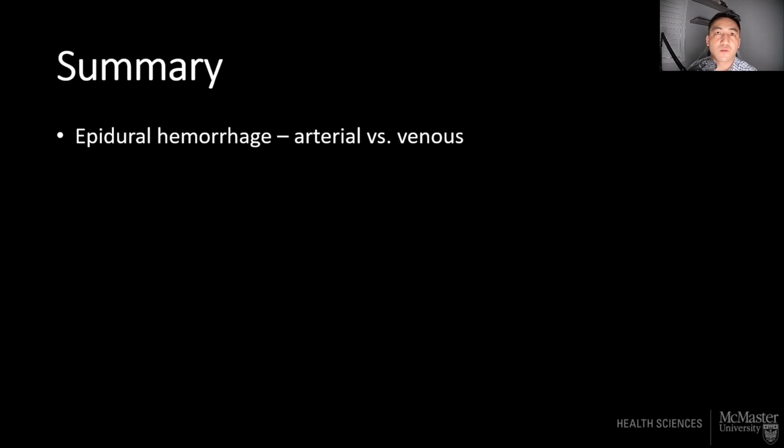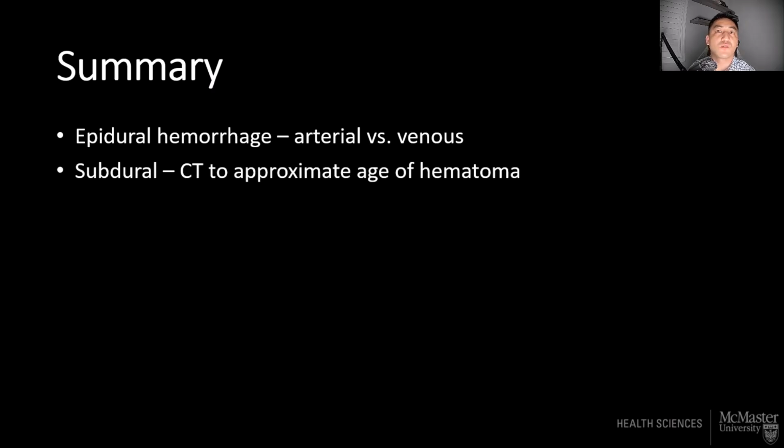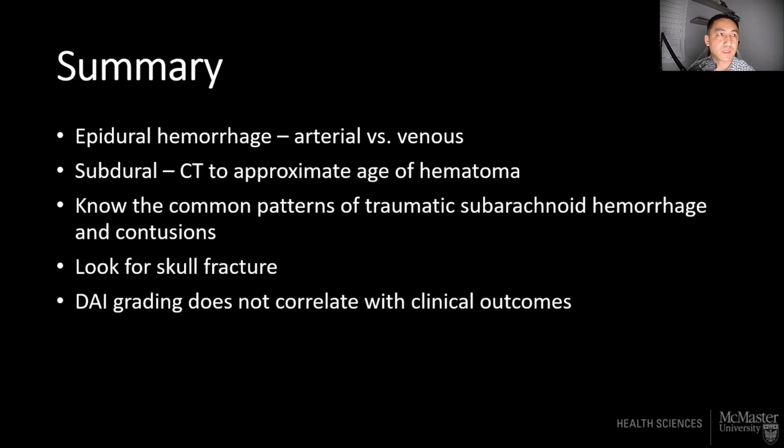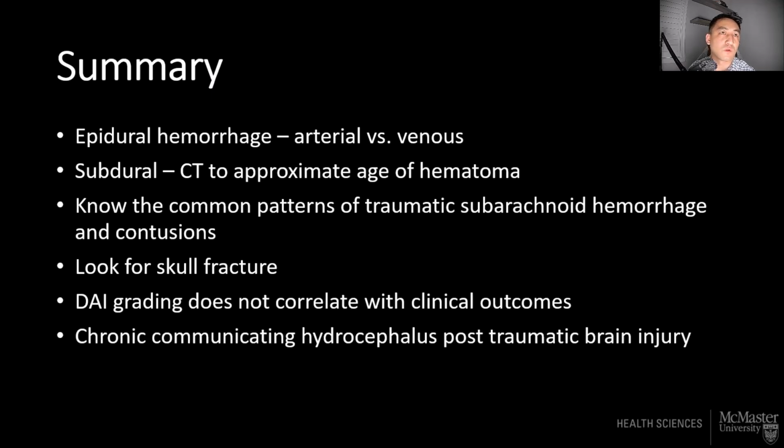In summary, we discussed a lot of patterns of traumatic injury with epidural hemorrhage. Try to identify if it's arterial or venous. Use CT to approximate the age of subdural hematomas. Know the patterns of traumatic subarachnoid hemorrhage and contusions in case the history is unclear. Look for skull fractures. DAI grading does not correlate with clinical outcomes. Remember that traumatic injury is a cause of chronic communicating hydrocephalus. In general, CT is sufficient in the acute setting. MRI is often not necessary except for DAI.